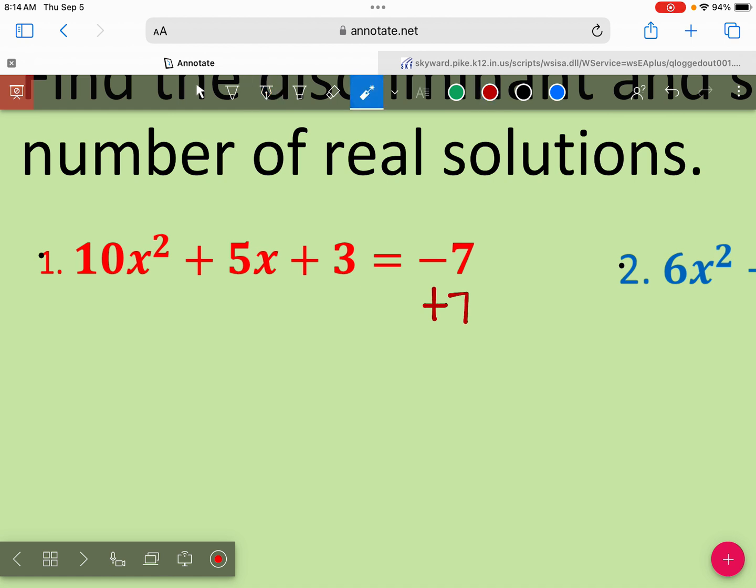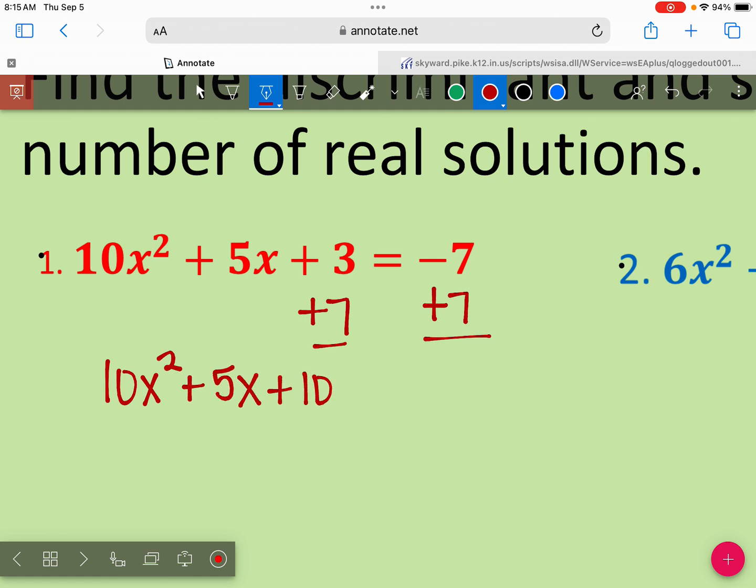Which one of these numbers do you think I'm going to add it to? The 10, the 5, or the 3? The 3, yeah, because that's the like term. So we're going to add the 7. So then that gives us 10x squared plus 5x plus 10 equals 0. So A is 10, B is 5, and C is 10.